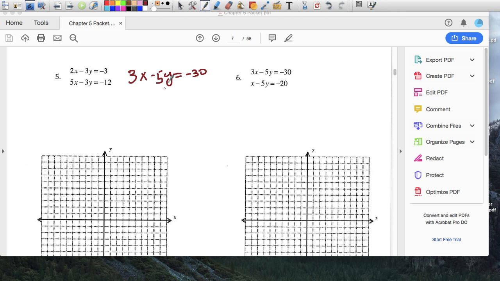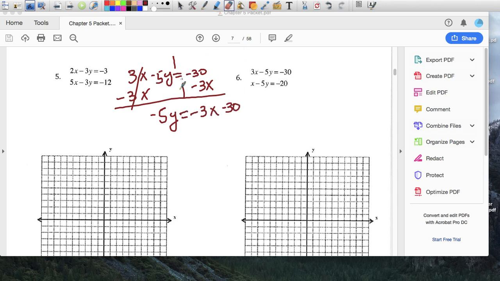I'm going to have to isolate the y, so let me remove the 3x by doing the inverse, and then I'm going to do the same on the other side. So that way these two go out, and I'm left with negative 5y equals negative 3x minus 30. I'm still not done. I want to divide both sides by negative 5. Divide everything here by negative 5, and likewise this by negative 5. So these two negative 5's become positive 1, and positive 1 times y is just y.